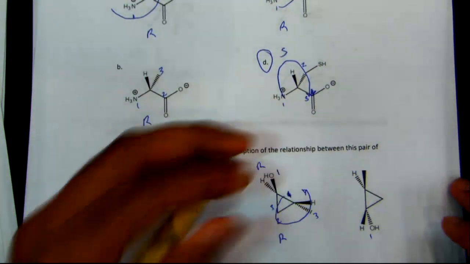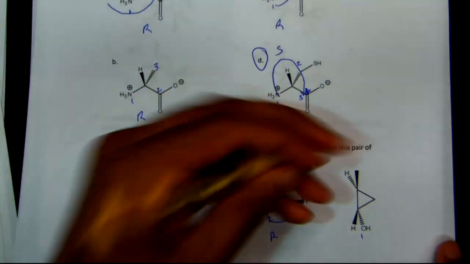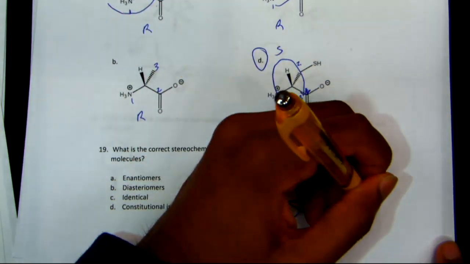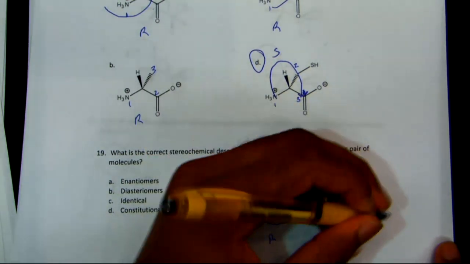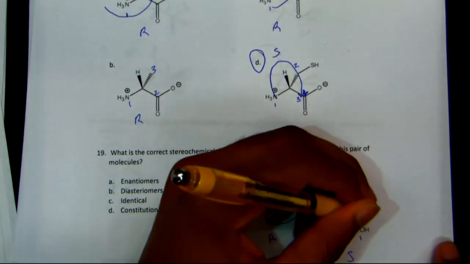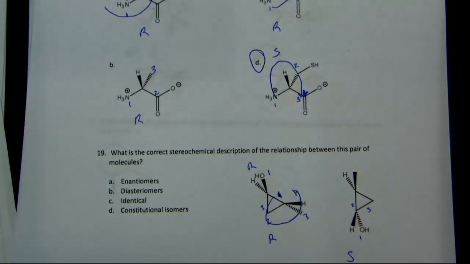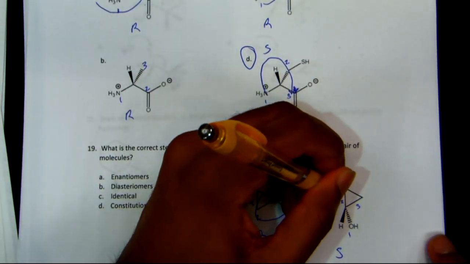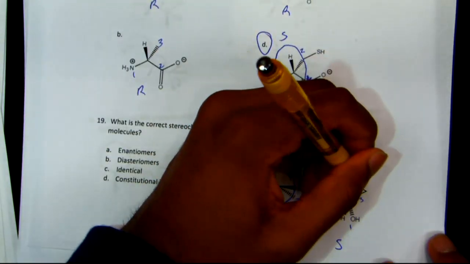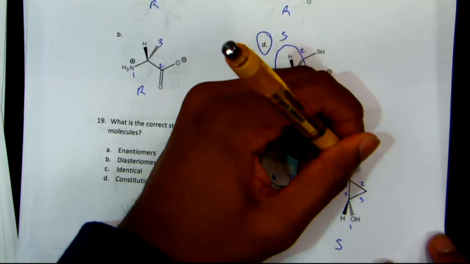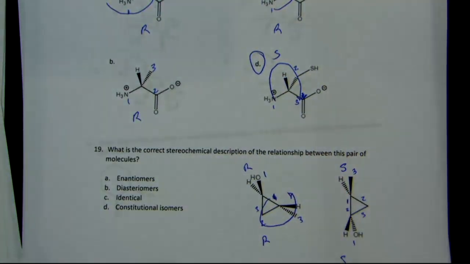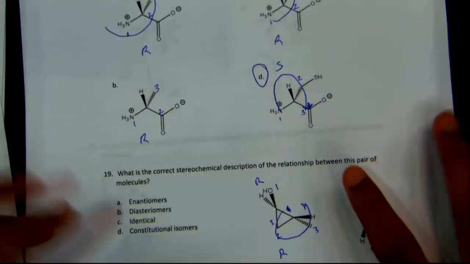So this one's going to be 1, 2, 3. So this is S, because originally it's R, and then we flip it around, same thing. Okay, so now let's do this one, which is 1, 2, 3, S. Yeah, and we don't have to flip it because my lowest priority is on a dash. So what are these guys? Good, good. Nice guys, enantiomers.